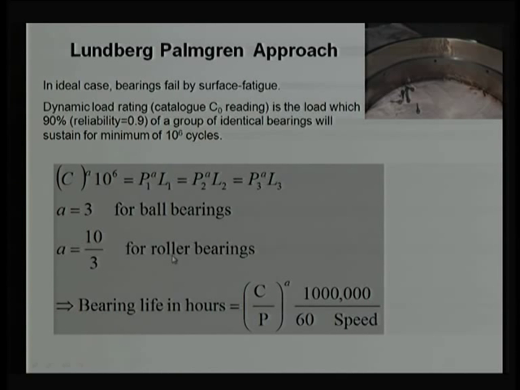If I rearrange this equation, we can find bearing life in hours by this relation, where C is the dynamic load carrying capacity and P is the applied load. If the applied load is a mixture, a combination, then we should use P equivalent, where the radial load and thrust load have been combined. Life in hours is equal to (C/P)^a multiplied by 10⁶ cycles, divided by 60 to convert minutes into hours, and by speed in rotations per minute. This is a simple way to define bearing life.